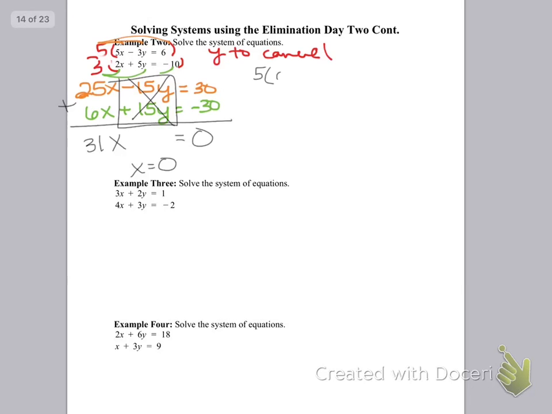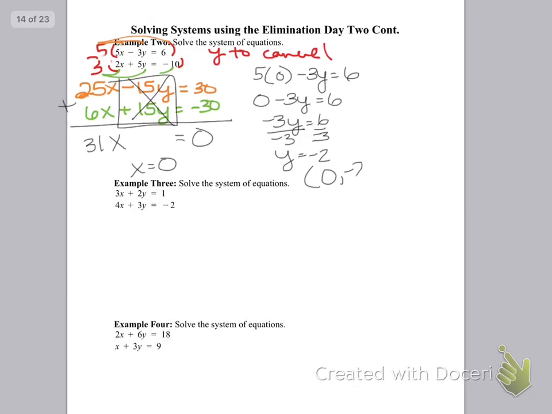So I have 5 times 0 minus 3y equals 6. Well, 5 times 0 gets me 0. Minus 3y equals 6. So negative 3y equals 6. Divide both sides by negative 3. Y equals negative 2. So my answer in this equation is 0, negative 2.